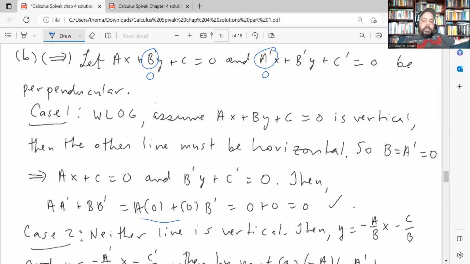So plugging that into the expression here, a a prime plus b b prime, that means that that's equal to a times 0 plus 0 times b prime, which obviously is 0. So that case works out.